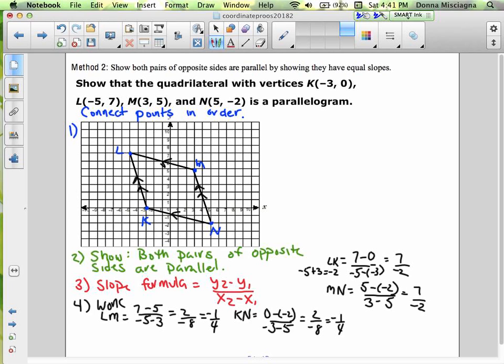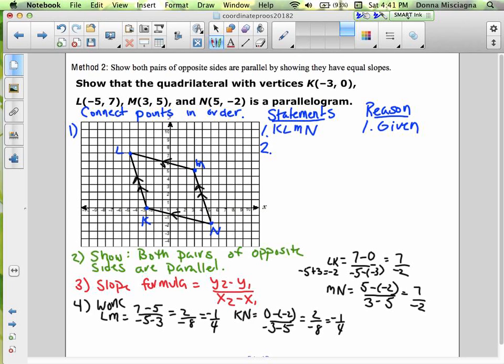So our proof, we have to have these statements. And for every statement, we have a reason. We always start with the information that we are provided. So we are provided K, L, M, N. You don't have to write down what the coordinates are for each of those. We know that we have the coordinates for K, L, M, N. How do we have those coordinates? It was given to us.